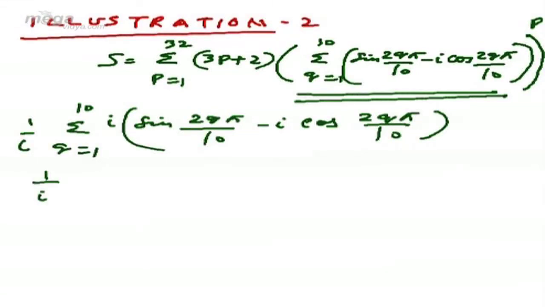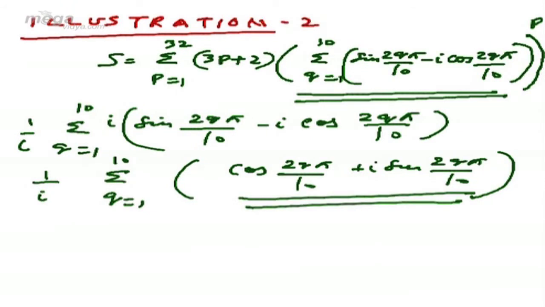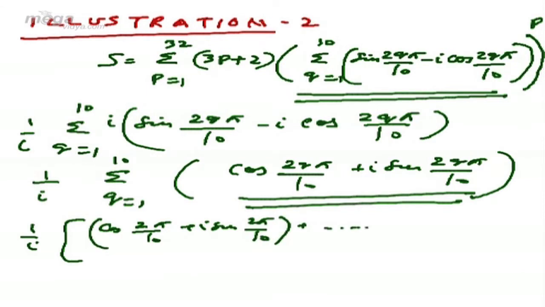We will get 1 by i, summation of q equal to 1 to 10, cos 2q pi by 10 minus i plus i sin 2q pi by 10. Now this complex number has become the standard form, so we can write it as 1 by i, cos 2 pi by 10 plus i sin 2 pi by 10, till the last term will become cos 20 pi by 10 plus i sin 20 pi by 10.